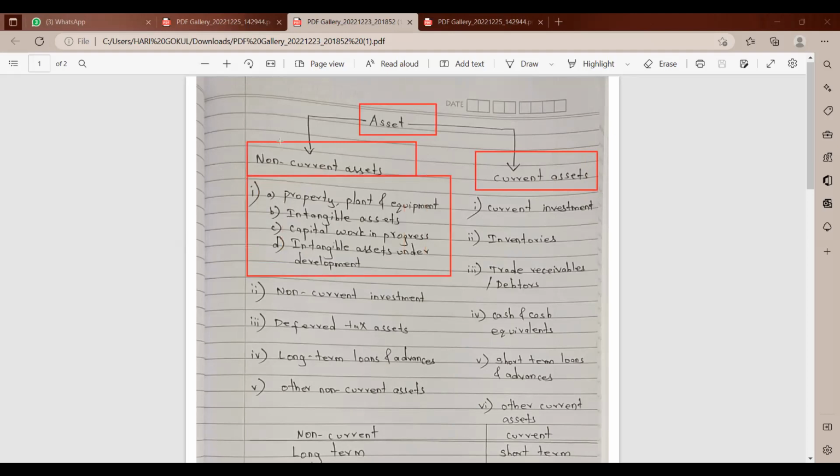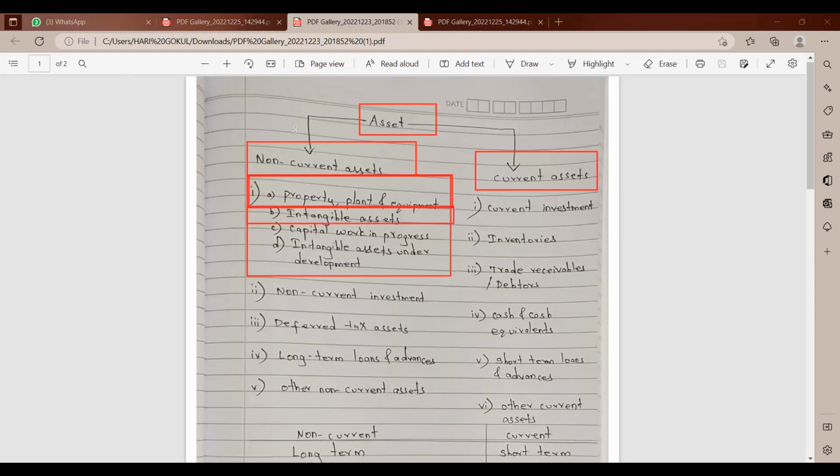Property, plant, and equipment: land, building, car, equipment, whatever is tangible comes under the classification of property, plant, and equipment as per the classification of the companies. If you look at a company's balance sheet, the asset classification will look like this. Next, intangible assets: goodwill, patents, copyright, trademarks, everything comes under the intangible assets category.